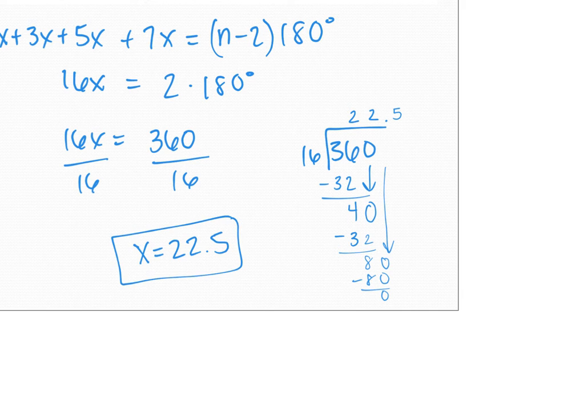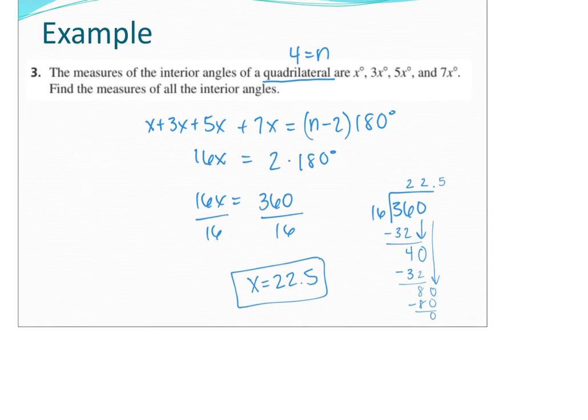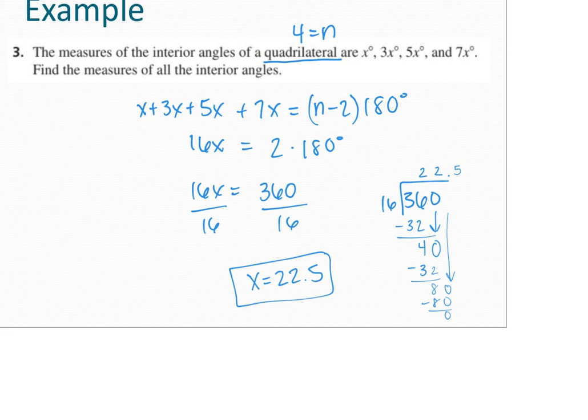No, don't round it. What happened to the end? Exactly. I'm confused. So how many sides is a quadrilateral? 4. Oh, okay. So that doesn't make sense because I was like... Okay. So now x is 22.5. So I know one of my angles is 22.5.